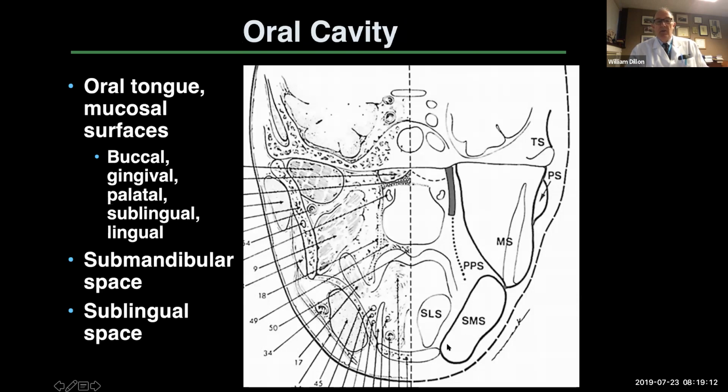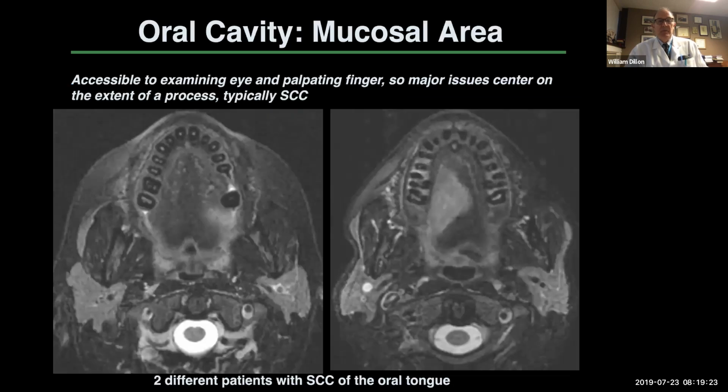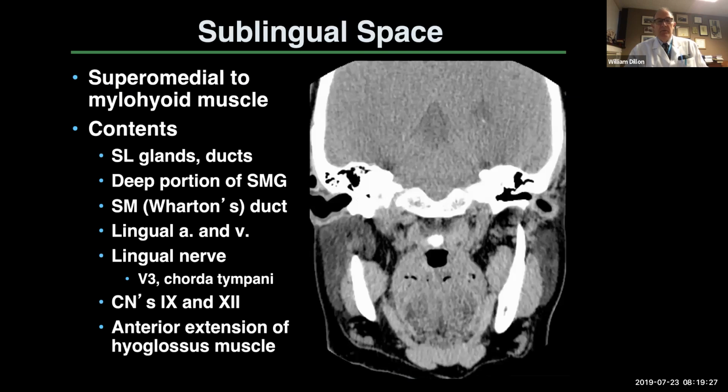So the oral cavity extension up through the parapharyngeal space and these structures that we see here, the submandibular and sublingual space, very classic. So here's the mucosa. Here's another squamous carcinoma of the tongue. I want to just then end with the sublingual space and the submandibular space.